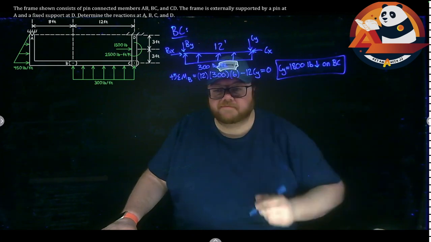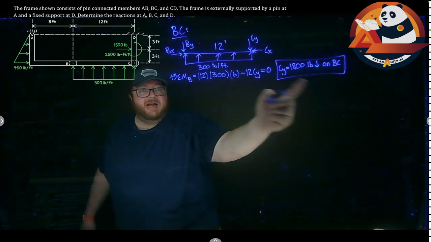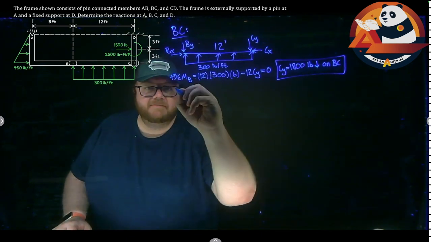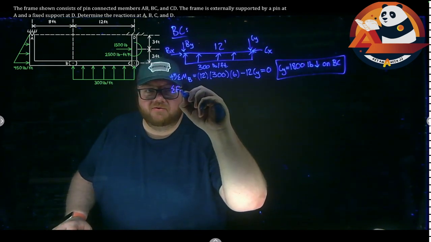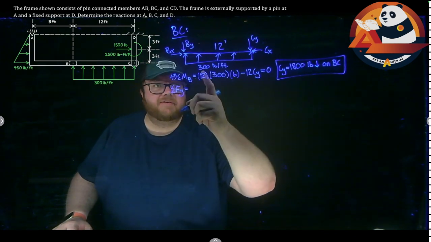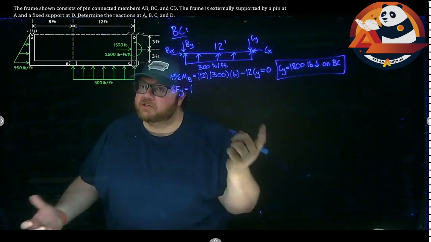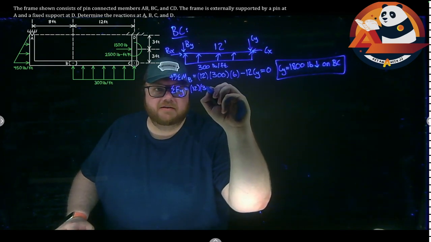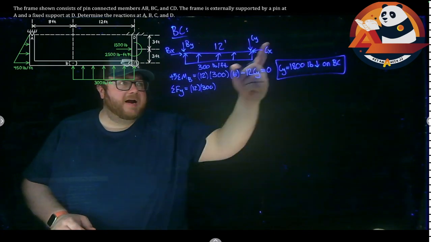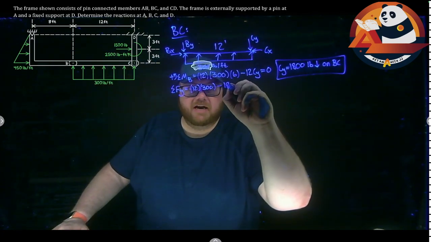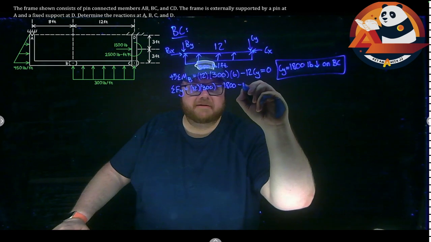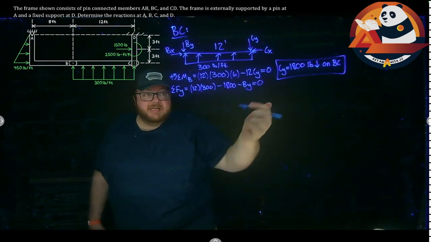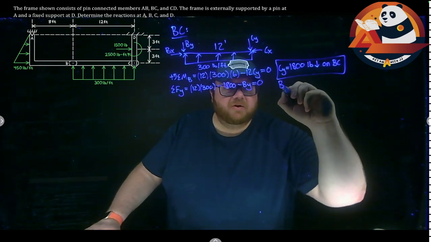On BC. If I know CY, I can now either sum moments here at C, or I can sum forces in the Y. Let's do forces in the Y. If I sum up my forces in the Y direction, that distributed load goes up. I'm dealing with just force, so I only want area in here. Base times height, 12 times 300, minus CY, minus 1,800, minus BY should get us to 0. Or we're going to get our second answer: BY is also 1,800.